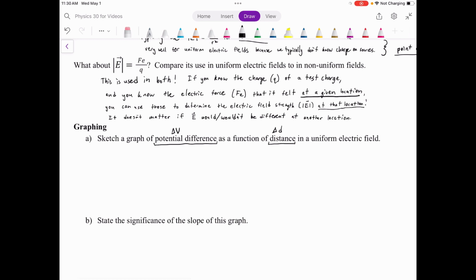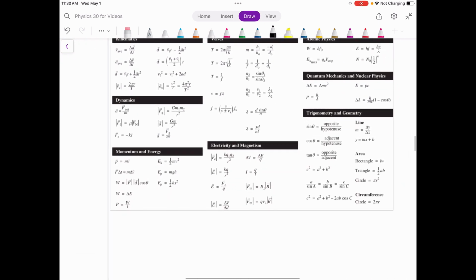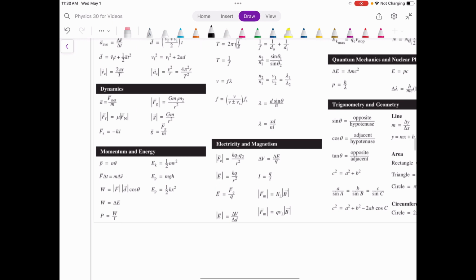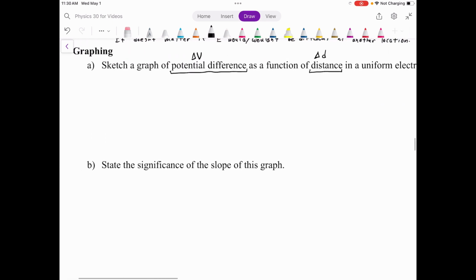But look what they told us here. We're interested in the relationship between voltage, potential difference, and distance. So now we go to our formula sheet and think, all right, what equation relates these? Well, there's only this one that contains the voltage and the difference in the distance between those two positions. So I'm thinking this equation right off the bat. Let's write that down.